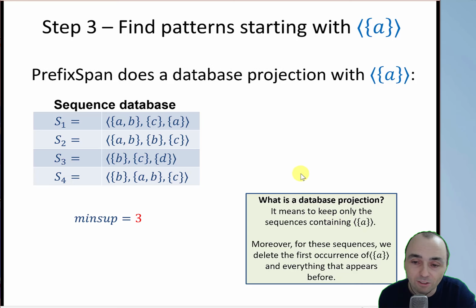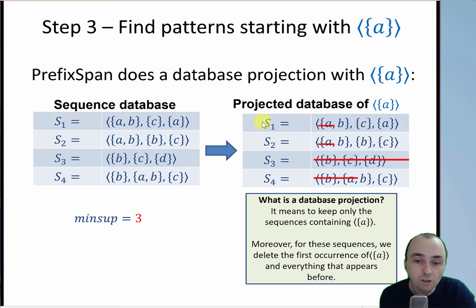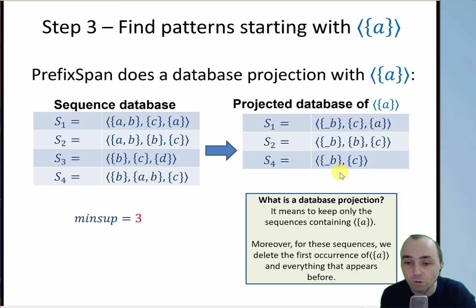So let's have a look at this. Here I have the original database. We make a copy of this, we find where there's an A, and we remove the first occurrence of A and everything before. So here we have B, C, A, B, B, C. Here there's no A, so we delete the sequence. Here we remove everything before the first A, including the first A. So the result will be like this. This is what we call database projection.